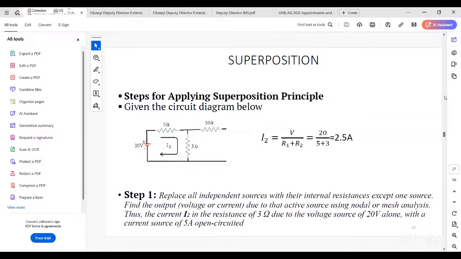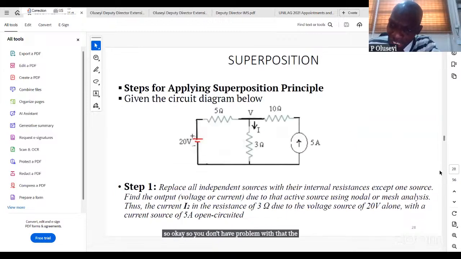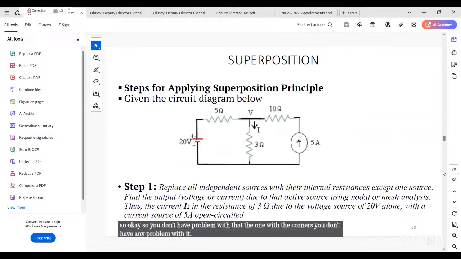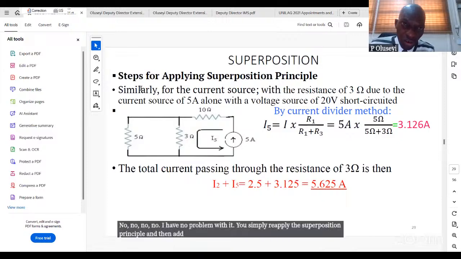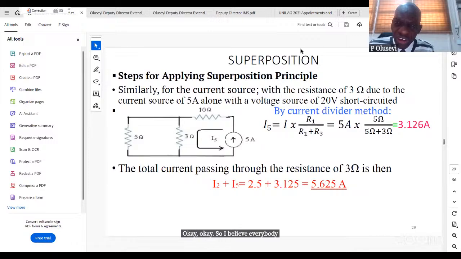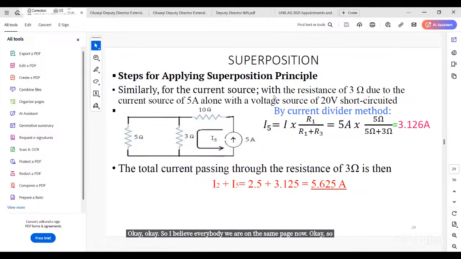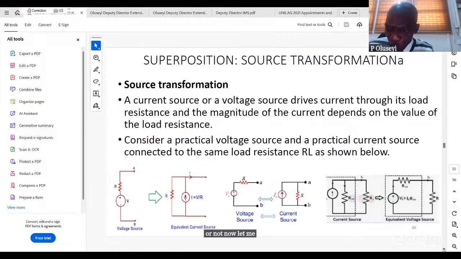Okay, sir. But you don't have a problem with the one with the current source? No, I have no problem with it. You simply reapply the superposition principle and then put the currents together. I understand. Okay, so I believe everybody, we are on the same page now. I will give you some superposition problems, but not now. Let me move straight away to source transformation.